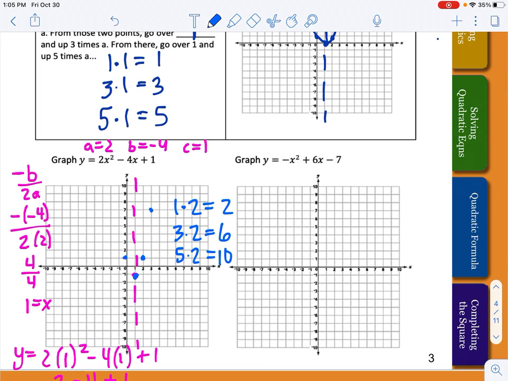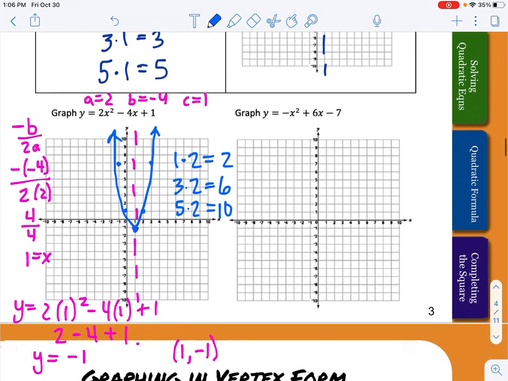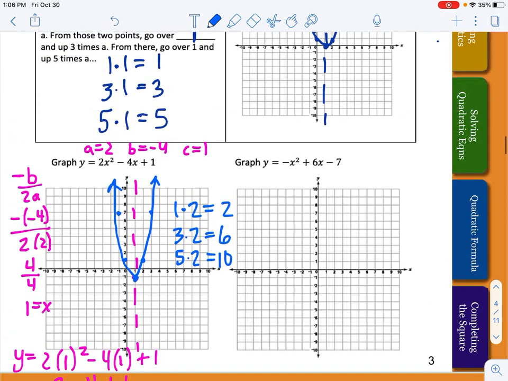And then do that symmetric. And then I am already done. So versus making a table and then graphing these, this way is so much easier. All right, and then we have another example.